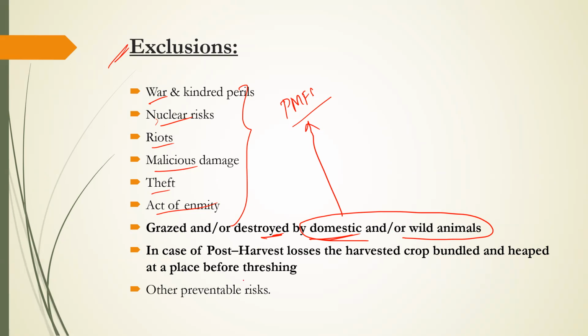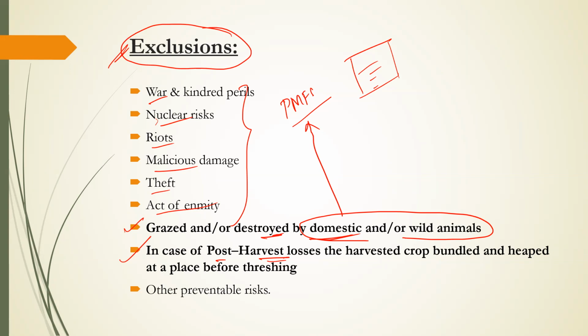And at the same time, in post harvest losses also, after you have gathered your crops, let's say in one area you're gathering it out, you have heaped it out, and there something happens, then also you're excluded from the Pradhan Mantri Fasal Bima Yojana. So these are the 2 points that you should keep in mind. Regarding post harvest losses, up to 14 days you are covered. After 14 days you are not covered. Simply.